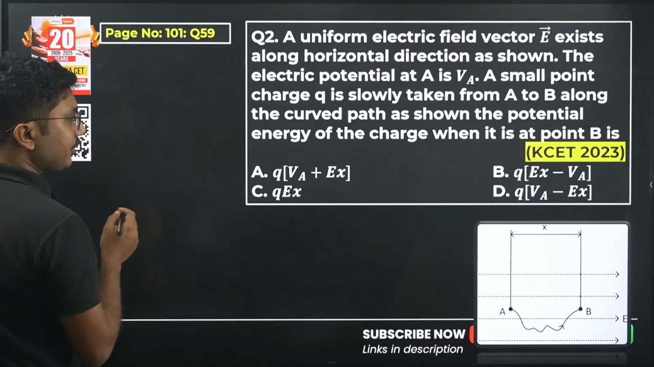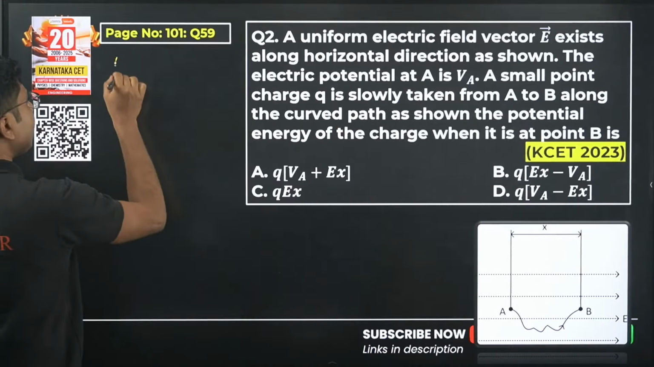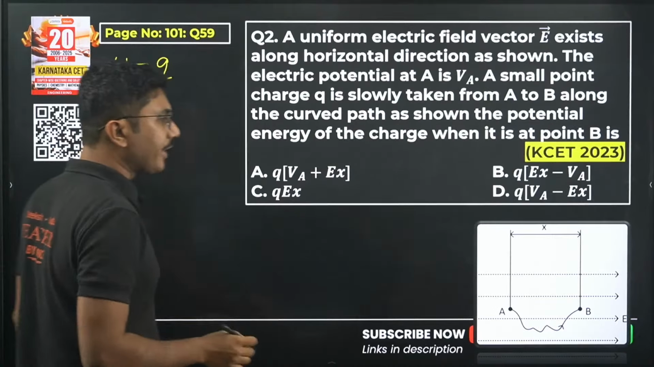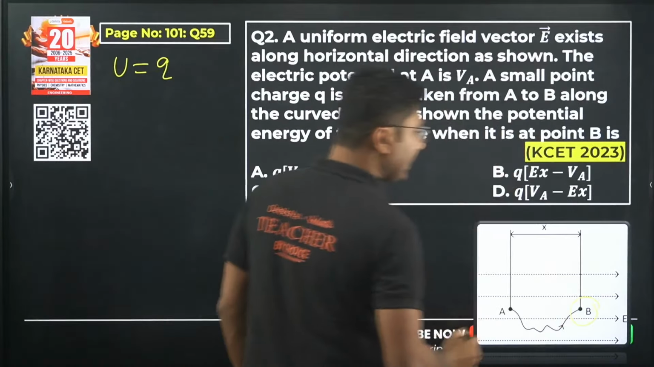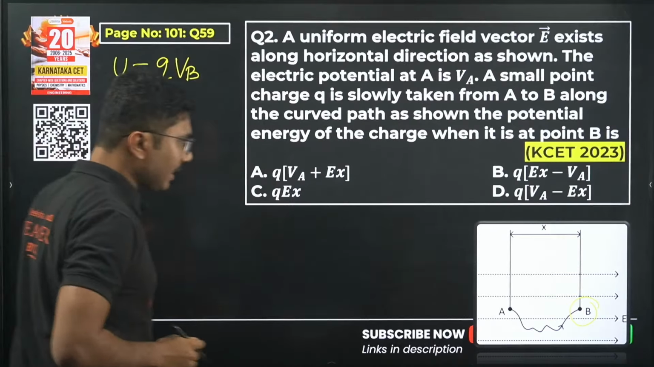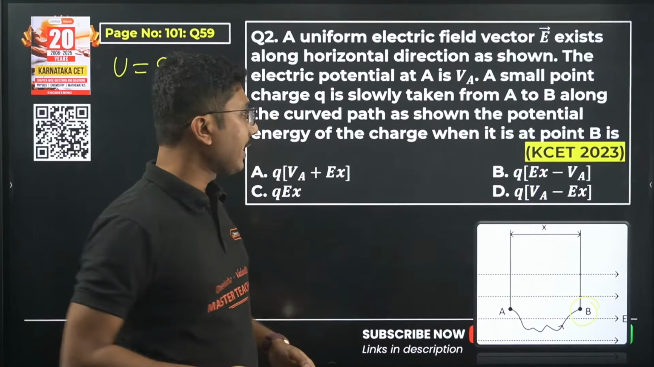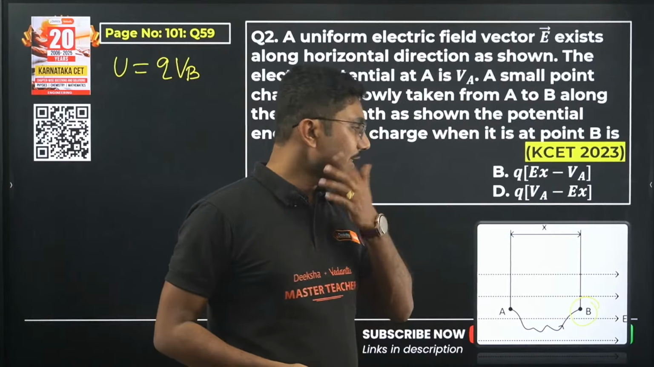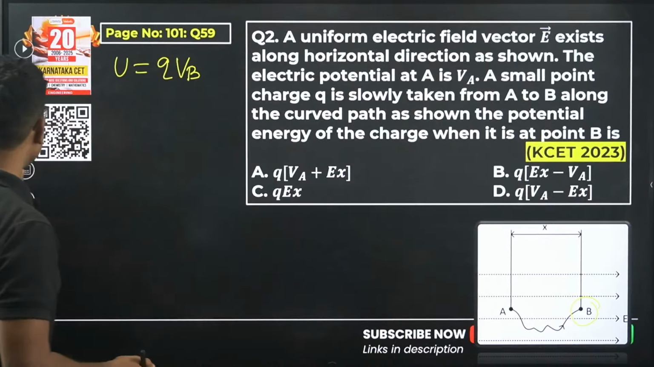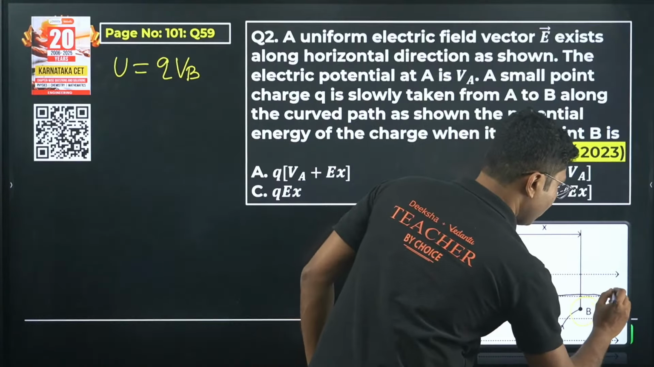Now potential energy is basically given by Q into the potential at that point. So if the potential VB were given, then it would have been just a single line question, Q into VB, but VB is not given, VA is given. And what else is given? The electric field is given, and the direction of the electric field is also given in this particular direction.